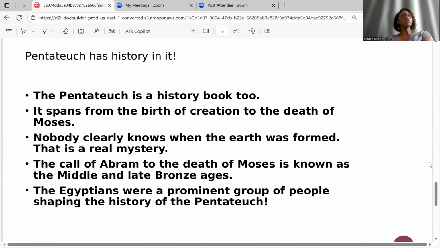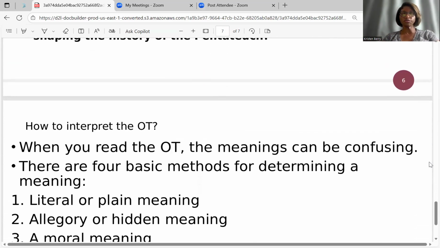All right. One of the key things that I want everybody to understand is that the book of Genesis, the first book, starts with the cradle of civilization in Africa. Egyptians are a prominent group of people, brown people, African people who shaped the history of the Pentateuch.